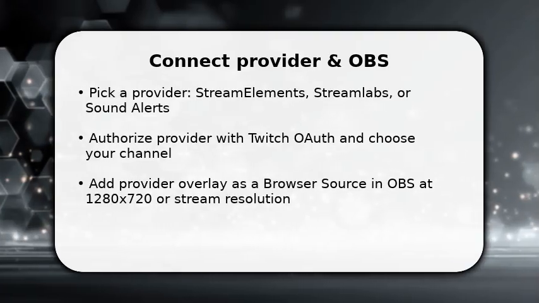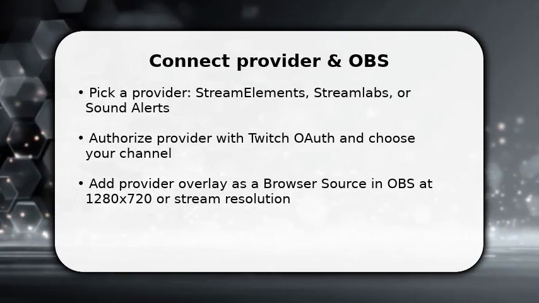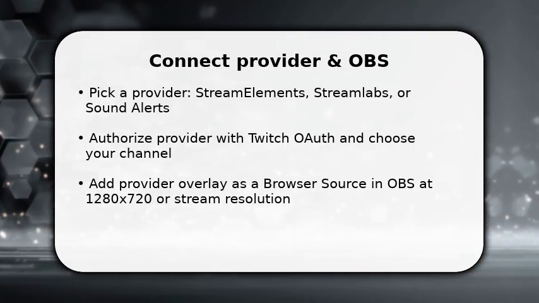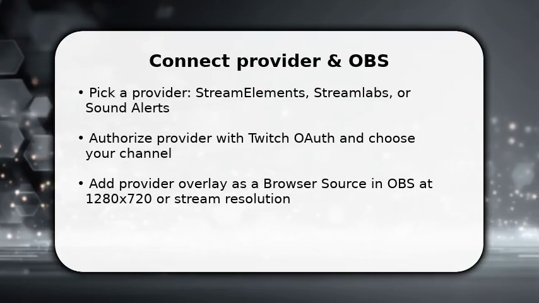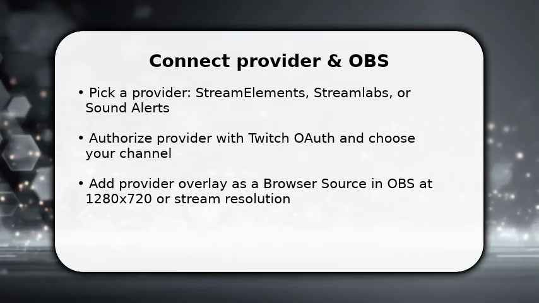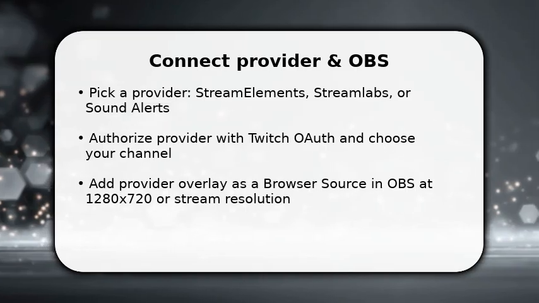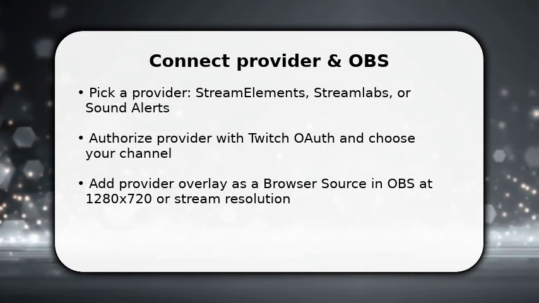You start by choosing a sound alert provider and authorizing it with Twitch via OAuth so events can trigger sounds. This is essential because the provider sends an alert URL to your stream. Once done, copy the provider's overlay URL and add it inside OBS as a browser source sized to your canvas. That's how alerts render. Make sure the source is visible in the correct scene and unmuted.